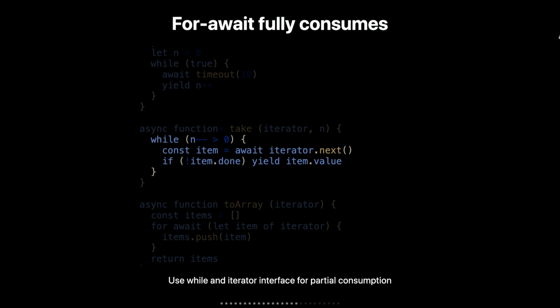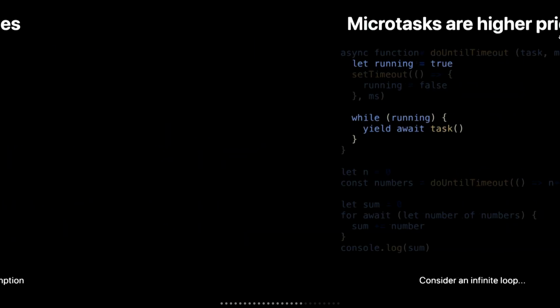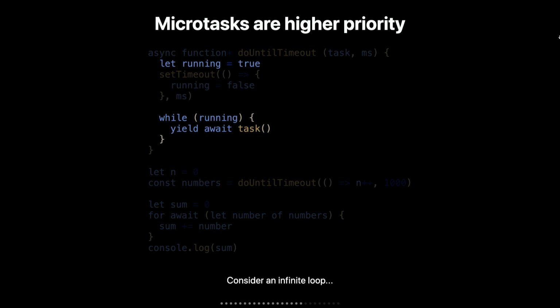As I discussed already, there's the issue that for await will fully consume the iterator. So you'll have to use a while loop and use the interface directly for partial consumption. And another issue that is a little complicated to deal with sometimes is that microtasks are actually higher priority in the event queues in Node than any of the other types of events, like IO or process.nextTick or any of those things. It's possible to create a microtask loop, in which case the process will never actually be able to do anything else.